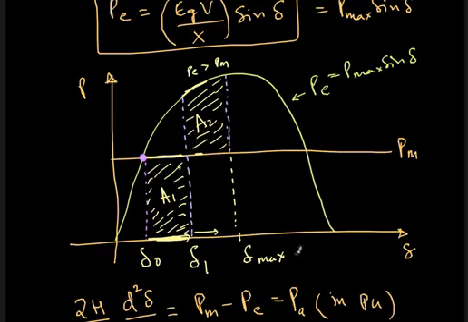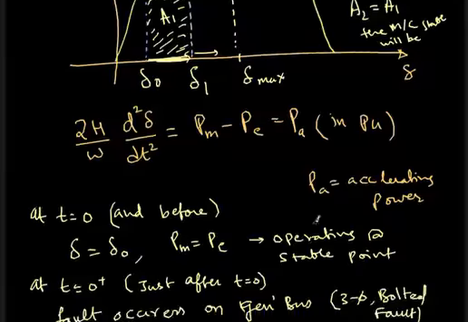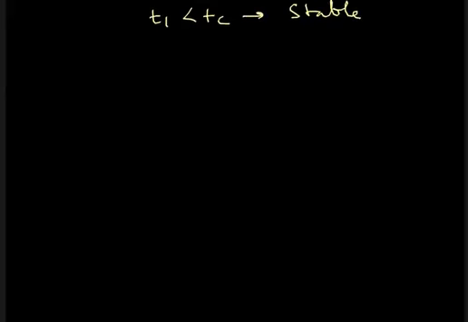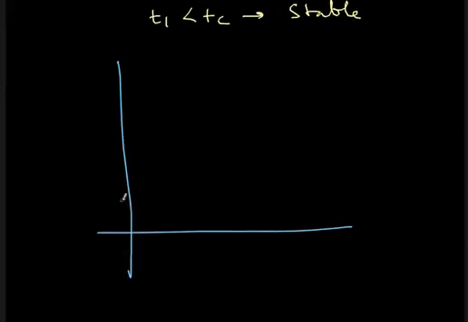So this is the equal area criterion. If A2 equal to A1, then the machine will come back to stability. The machine will be stable. All this happened because of this delta 1 where I have cleared the fault. Sometimes if I make a delay in clearing the fault, I'll show you in another diagram. So let's do this.